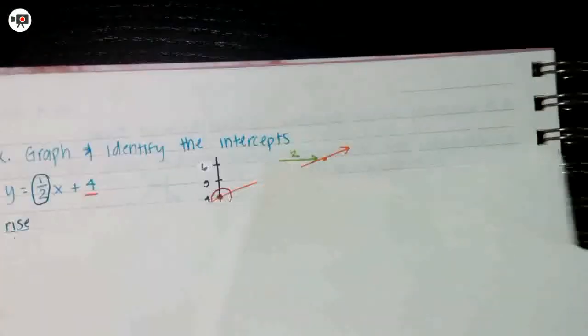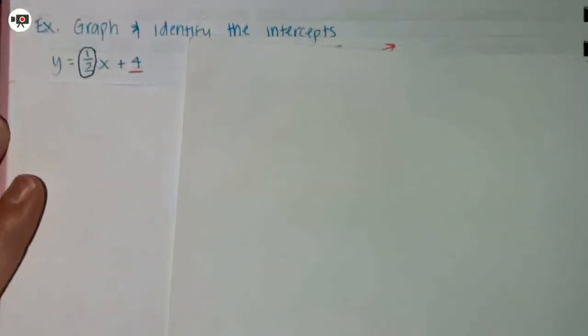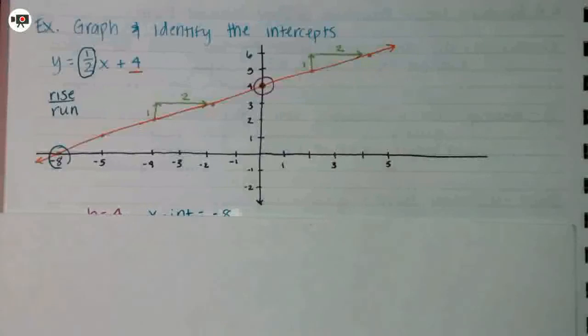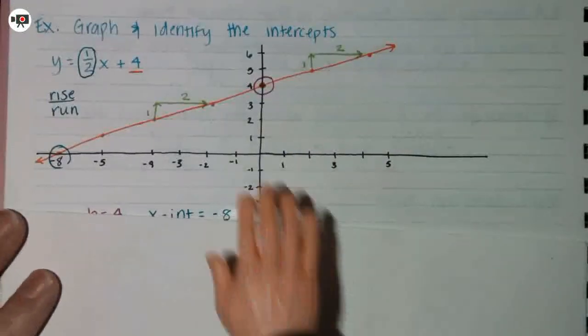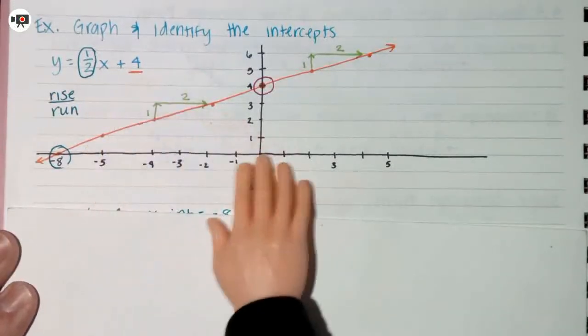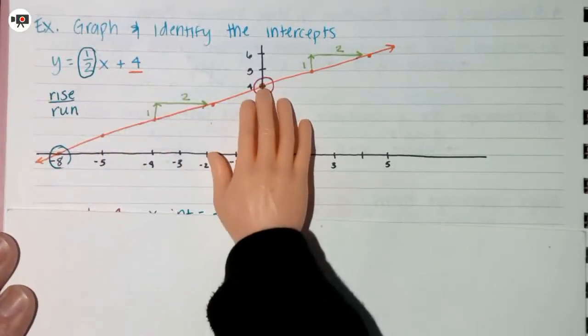And now we are going to graph and identify the intercepts of y equals 1/2 x plus 4. So I have a graph here, and I would start this one with my y-intercept. So I'm starting with the 4. That means I go up to 4 and put a dot.